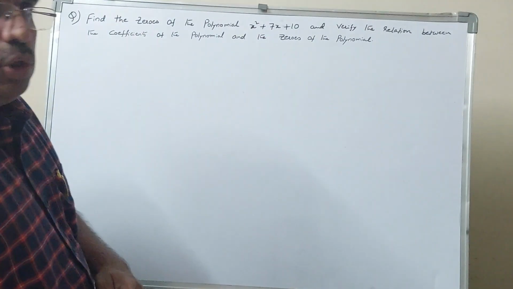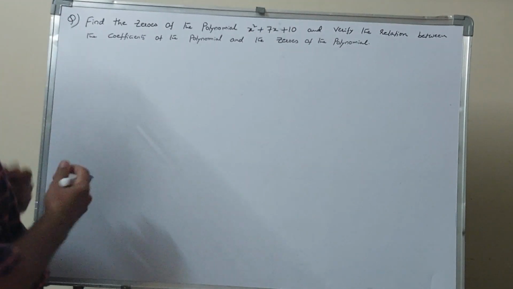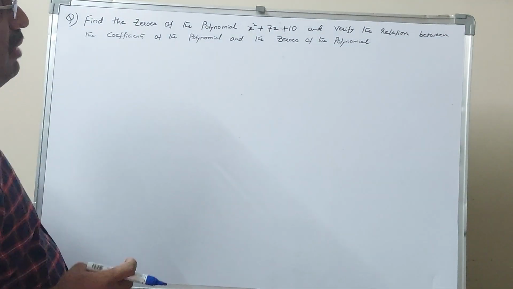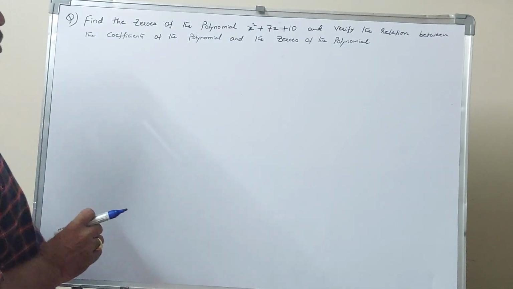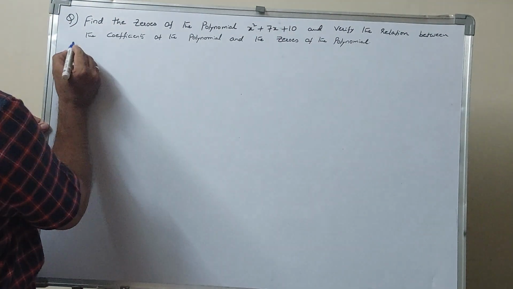Today we will solve this question. Find the zeros of the polynomial x square plus 7x plus 10 and verify the relation between the coefficients of the polynomial and the zeros of the polynomial. Now we'll see how to solve this question.